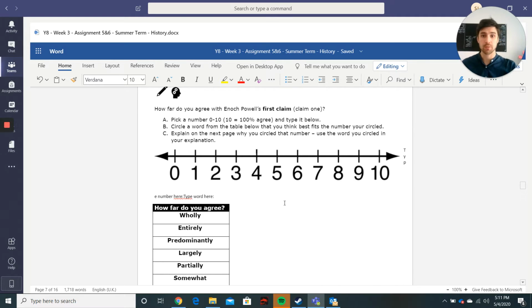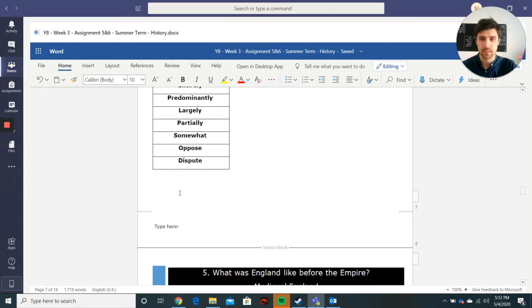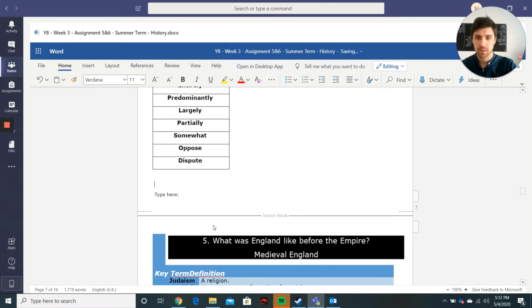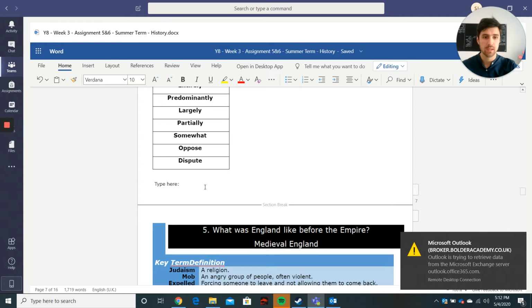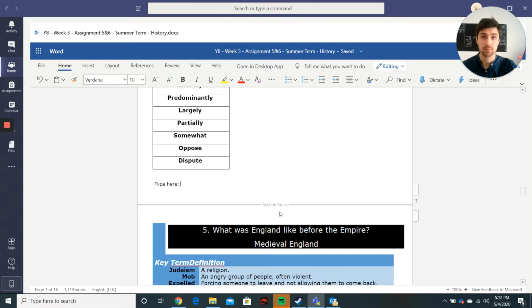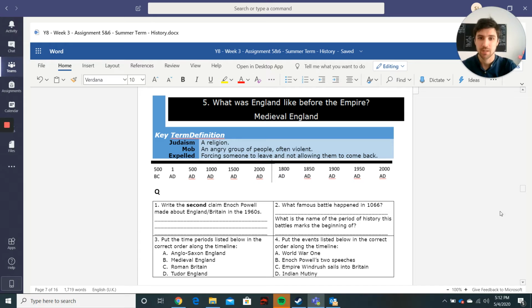And then one last time on this claim, pick a number from 0 to 10. 10 means you 100% agree with Enoch Powell. 0 means you 100% disagree. Type your number where it says type number here. Type the word where it says type word here, because you're going to pick a word from this list. And then you're going to explain underneath why you think that, where again it says type here. Simple. Pause the video here, complete those tasks now. Think about it tomorrow.